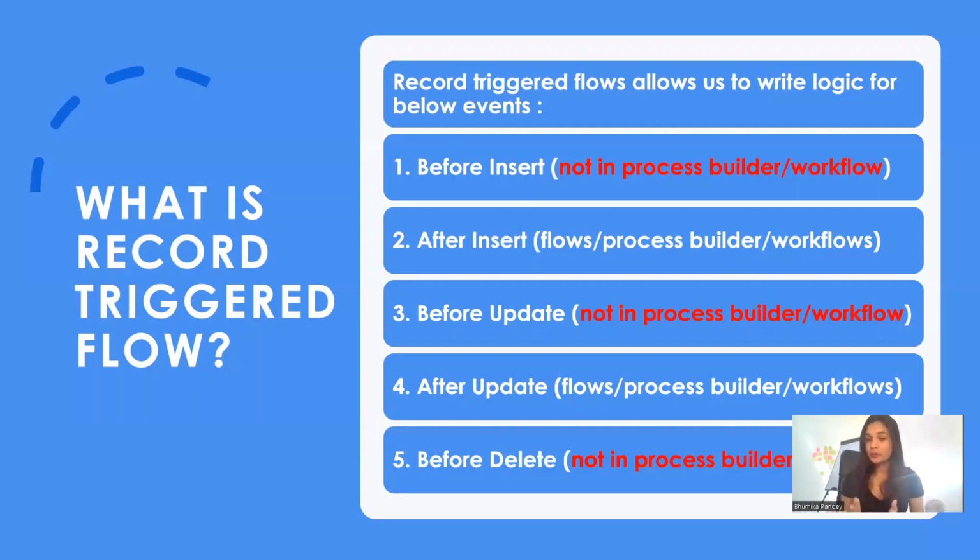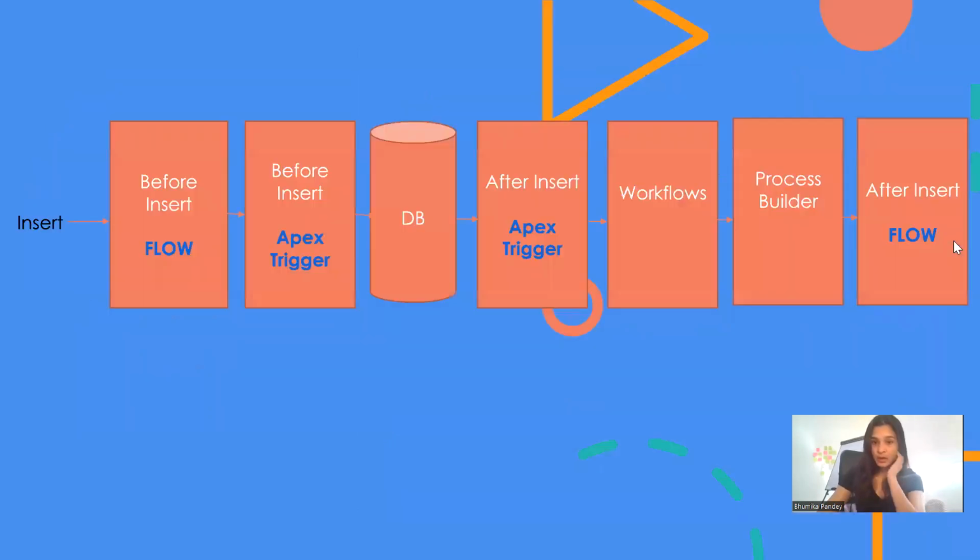But these things you cannot do in process builder. And again, when coming to delete, the same thing goes as for update. When we actually talk about delete, in process builder you cannot do anything on delete, but in flows you can. So this is just a highlight of the things that you can do in process builder and workflows, and the extra stuff that you can achieve in Lightning flows.